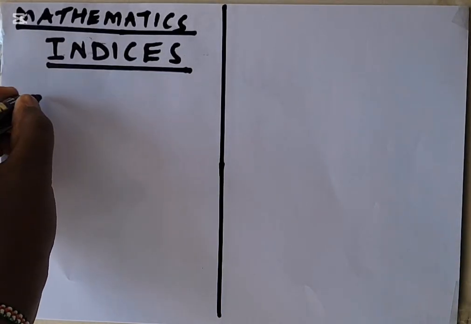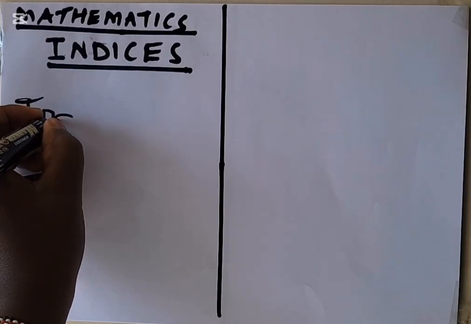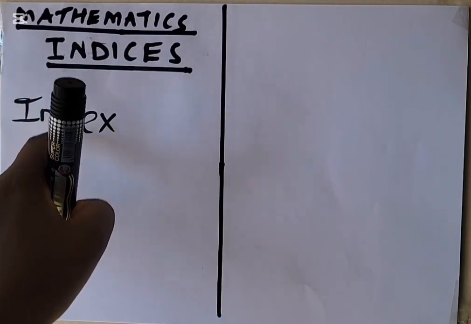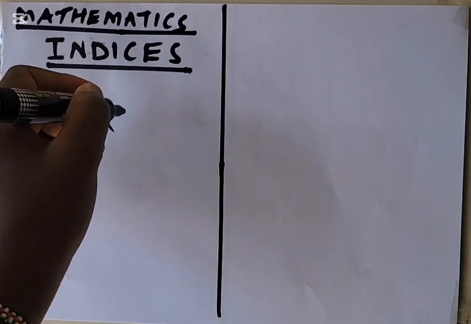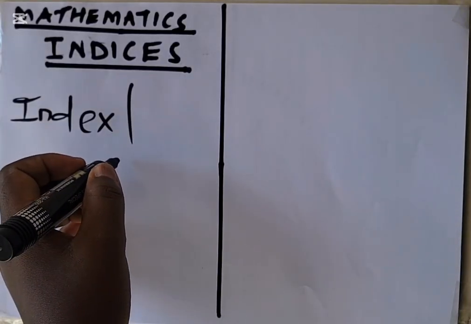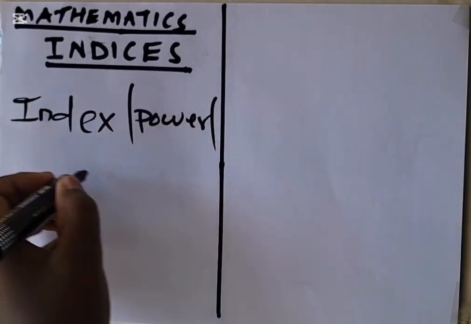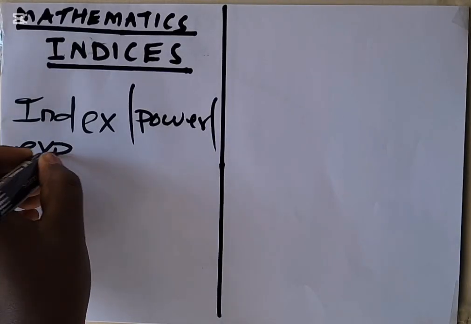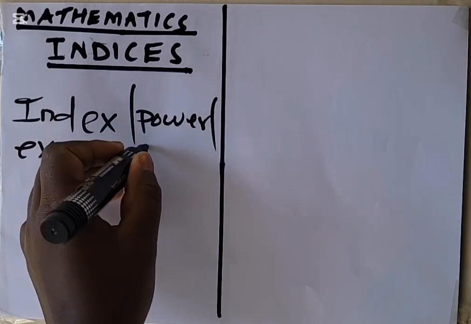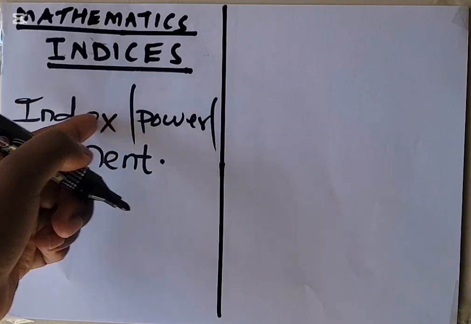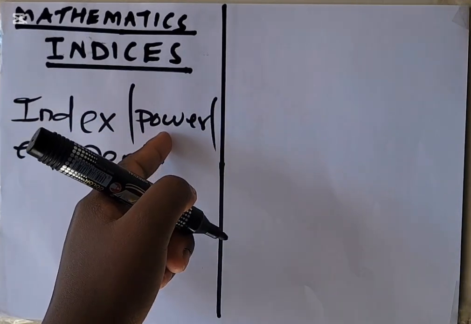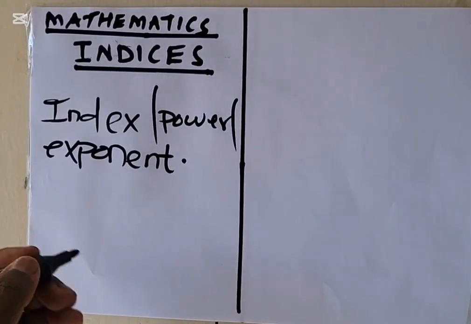The word indices is from the word index. This is the singular, this is the plural. It is from the word index, which also is called power. It's also called exponent. All these words mean the same. It can be called index, it can be called power, it can be called exponent. All of them mean the same thing.